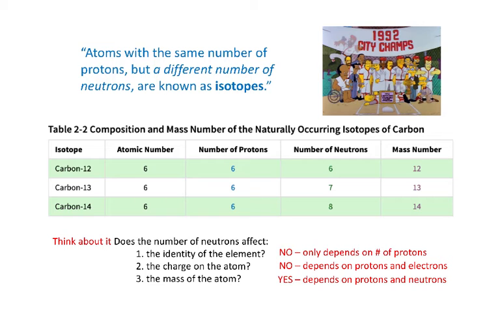All right, I revealed the answers here to these questions. So these were some think about it questions. Does the number of neutrons affect the identity of the element? No, that is only dependent on the number of protons. Does the number of neutrons affect the charge of the atom? No, because neutrons are neutral. The charge only depends on protons and electrons. Number 3, does the number of neutrons affect the mass of the atom? Yes. The mass of the atom depends on the protons and neutrons.